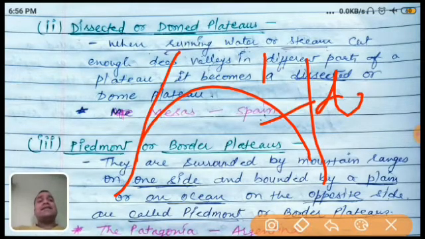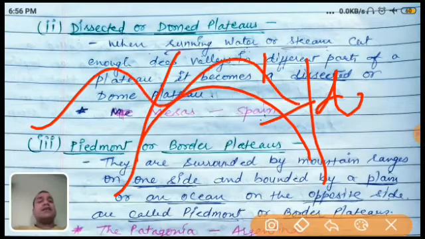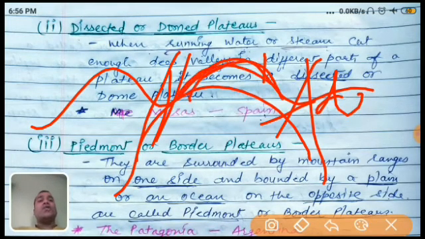So that's why it is dissected, because just like this is the structure. Some rivers are flowing, so that's why it is dissected and it becomes a dome-like structure. So that's why this is called the dome plateau or the dissected plateau.